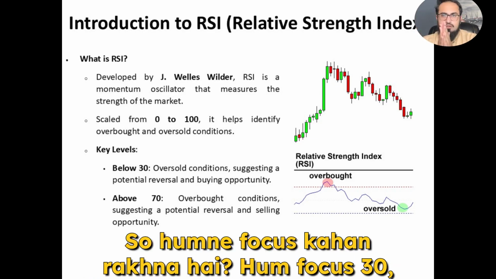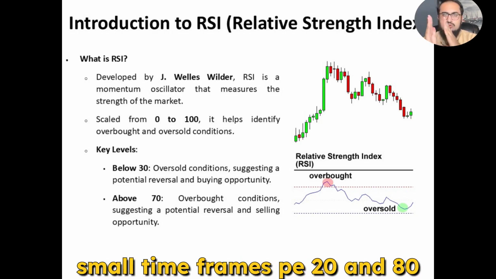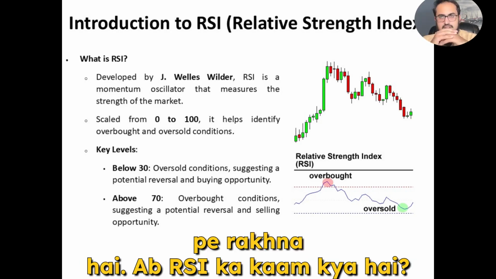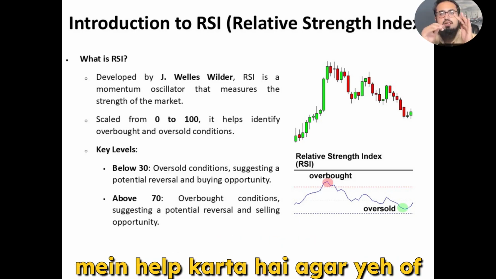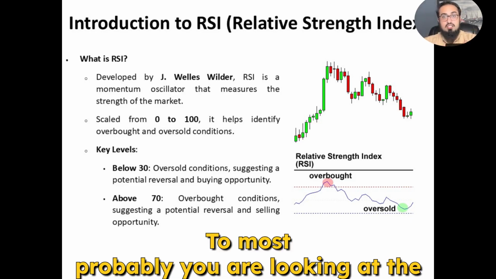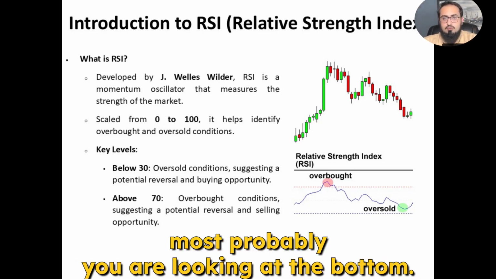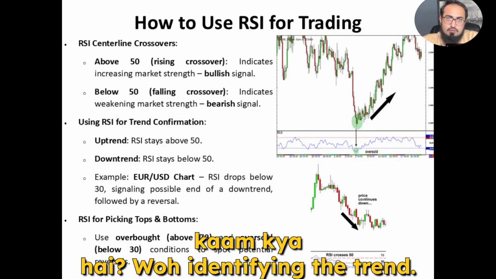So where should we focus? On larger time frames, we need to focus on 30-70. On small time frames, focus on 20-80. Now, what is the role of RSI? RSI helps you identify tops and bottoms. If it is overbought, then most probably you are looking at the top, and also you are looking at the bottom. But it has another function, which is identifying the trend.